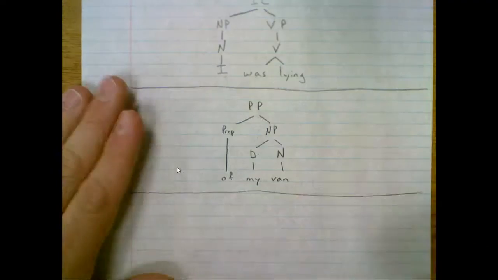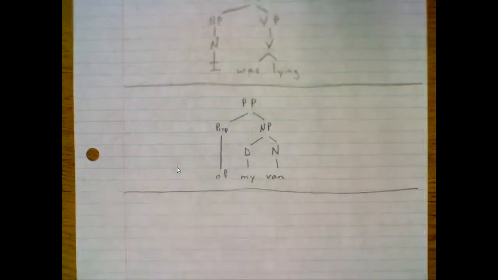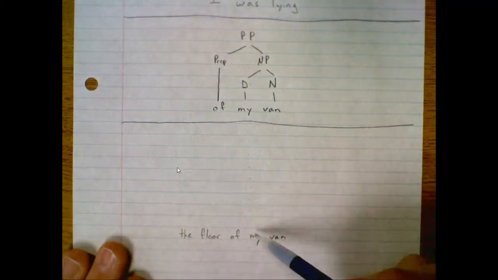Excellent. The floor of my van, we're going to need 1, 2, 3, 4, 5, 6, 7, 8, 9. Sorry, I'm counting my notes here. 1, 2, 3, 4, 5, 6, 7, 8, 9. So I can just write the floor of my van. Cool. That is a complete, whoops, it's off the camera, sorry. Yeah. 1, 2, 3, 4, 5, 6, 7, 8, 9. Yeah, there we go. The floor of my van.